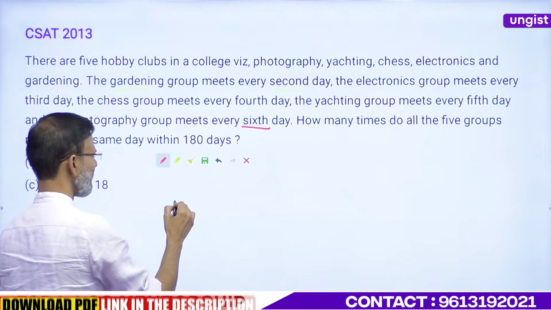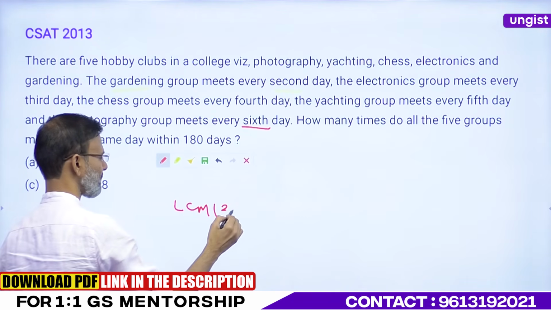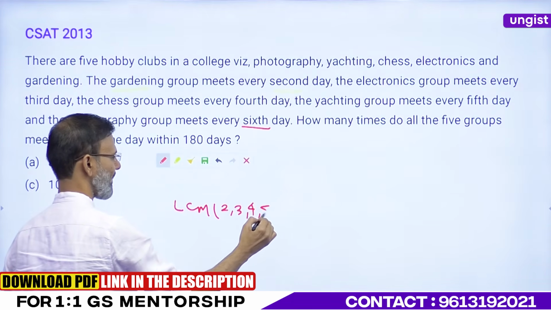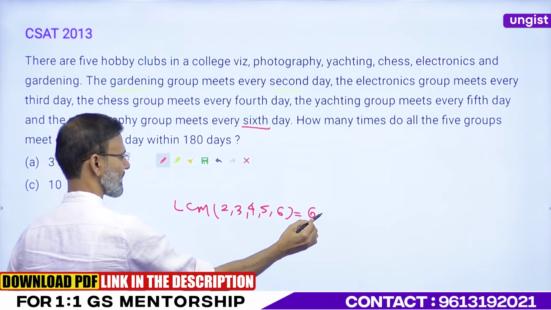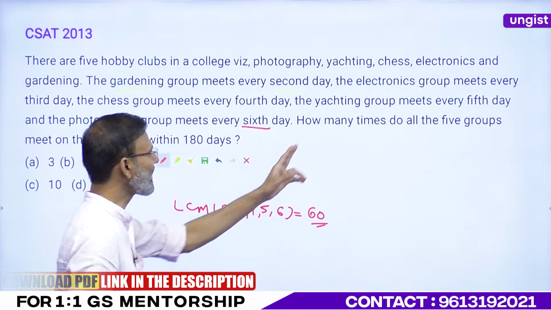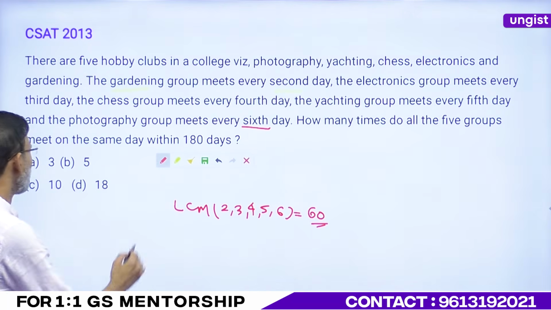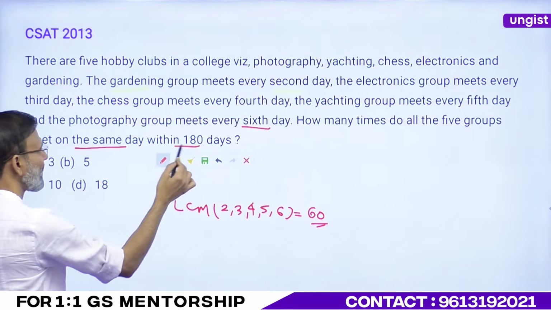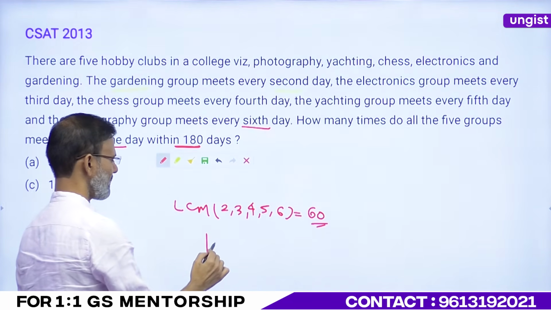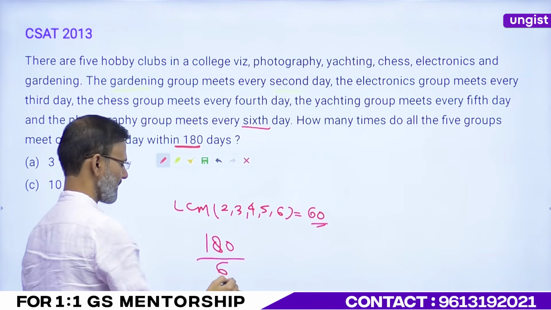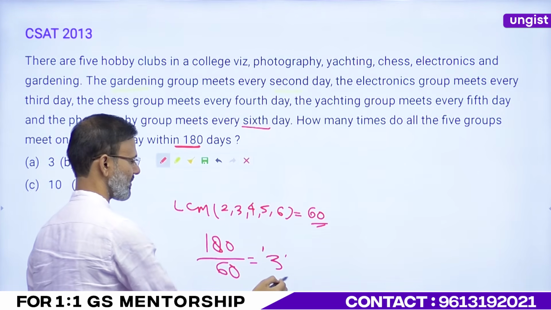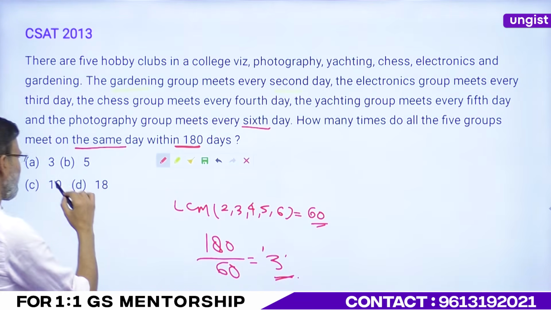Okay? So here the LCM of 2, 3, 4, 5 and 6. What is that? This is 60. So question is saying how many times do all the 5 groups meet on the same day within 180 days? 180 divided by 60. This is 3 times. All right? The answer is 3 times.